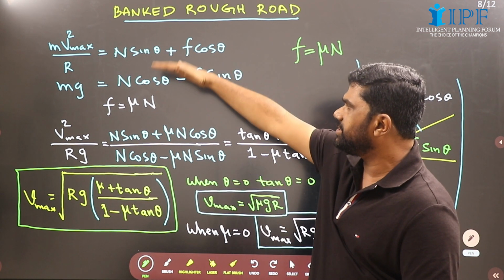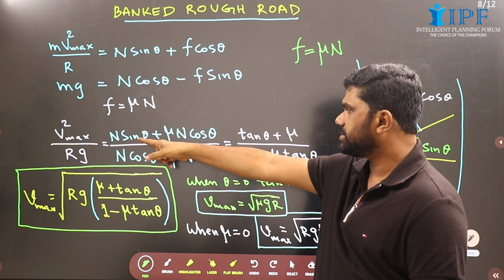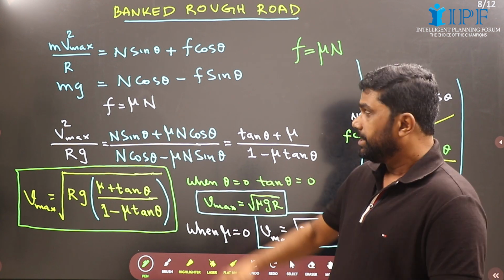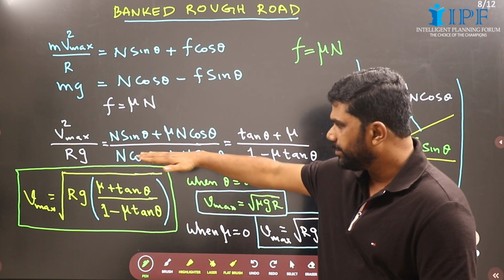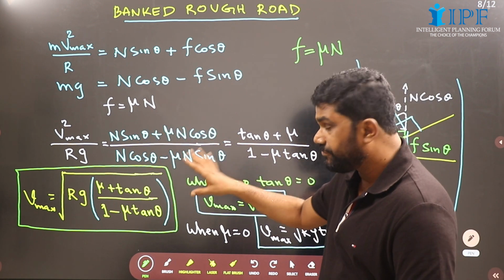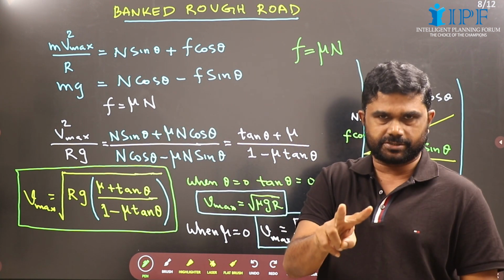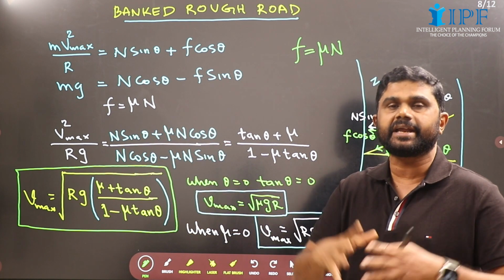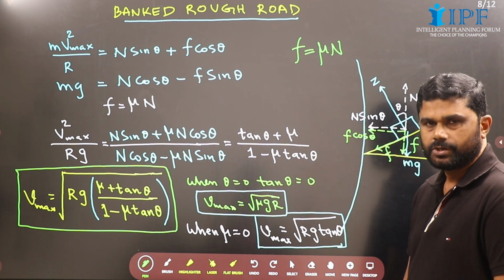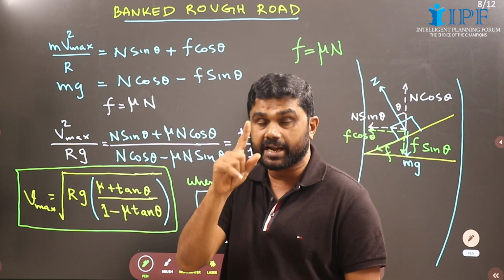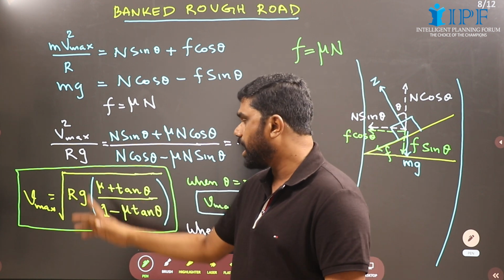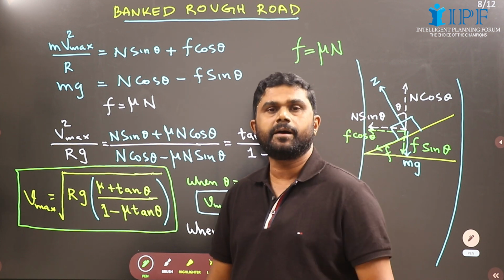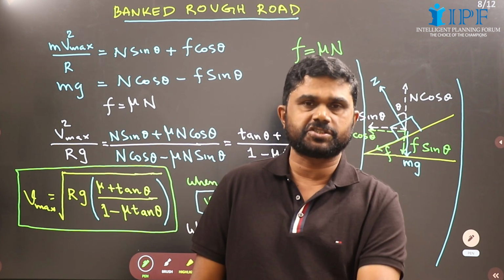Now when you divide these two, you will get (N sinθ + μN cosθ) divided by (N cosθ − μN sinθ)... in the numerator there are two terms, in the denominator also there are two terms, so totally 4 terms. Divide all the terms by N cosθ and you will get this result. So the maximum speed with which the vehicle can take a turn is v max = √(rg (μ + tanθ)/(1 − μ tanθ)). θ is the angle of banking and μ is the coefficient of friction.